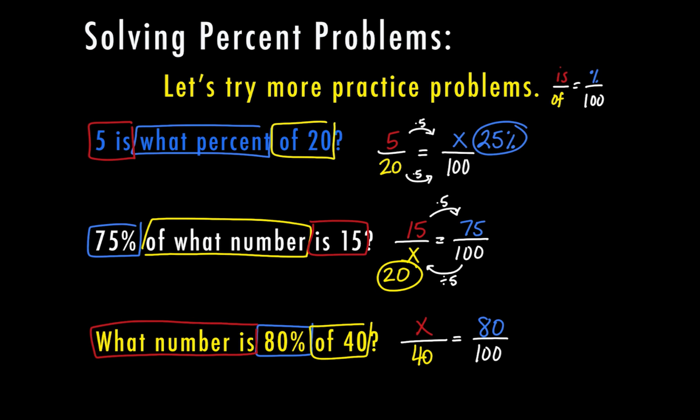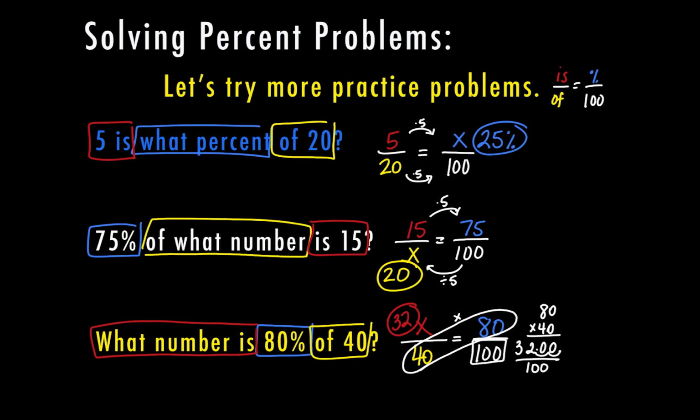So let's look here. I can take my numbers that are diagonal from each other and I can multiply those. So I have 80 times 40, I have 2 zeros, and 8 times 4 is 32. Now I would divide by 100. So if I'm going to divide 3200 by 100, it's the same as a percent to a decimal. I'm going to move my decimal 2 places to the left, which means my x is represented by 32.